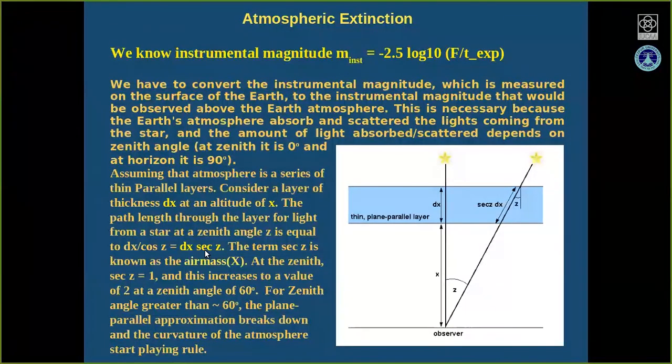This sec z, sometimes we represent it as X also. This sec z is nothing but the air mass. At zenith, your zenith angle will be 0, so the value of sec z will be 1. So at zenith, the value of air mass is 1. Now if you move away from zenith towards the horizon, your air mass will be increasing.